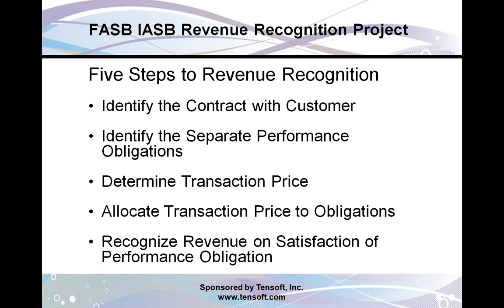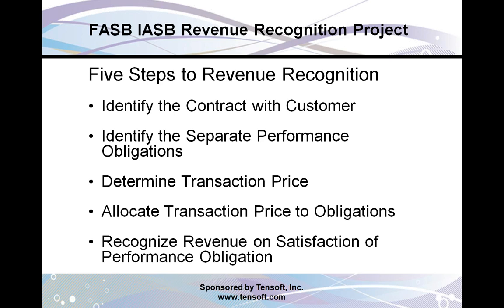Determine the transaction price. How much are we going to recognize revenue for this transaction? Our 4th step is allocation of that transaction price to each one of the obligations that we identified in step 2. And those obligations are very similar to what we call elements in a multiple element arrangement currently, so just a slightly different vocabulary. And then finally, the 5th step is to recognize revenue on the satisfaction of the performance obligation. So when it's delivered or performed, we recognize the revenue.